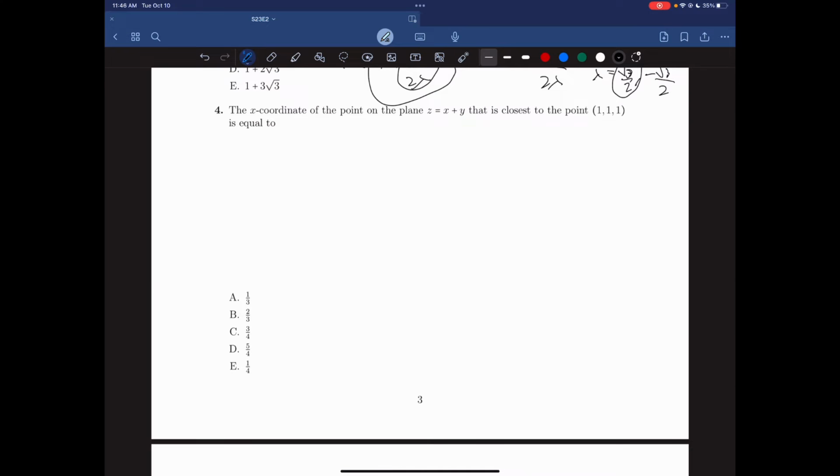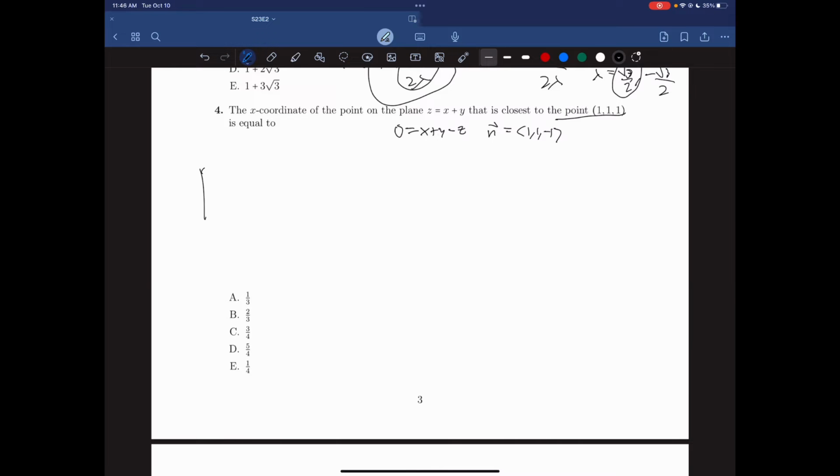Number 4, the x-coordinate of the point on the plane z equals x plus y that is closest to the point 1, 1, 1 is equal to. So you can do these problems multiple ways. I prefer the way of thinking about it like the normal vector to the plane. So if we have z equals x plus y, that is x plus y minus z equals 0, we know that the normal vector to the plane is just going to be equal to 1, 1, negative 1.